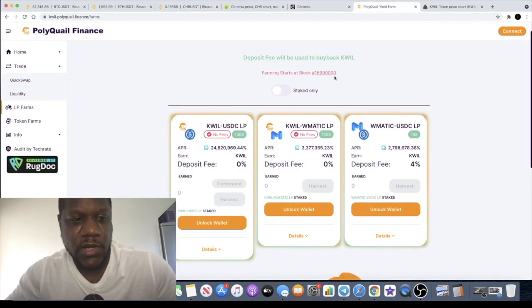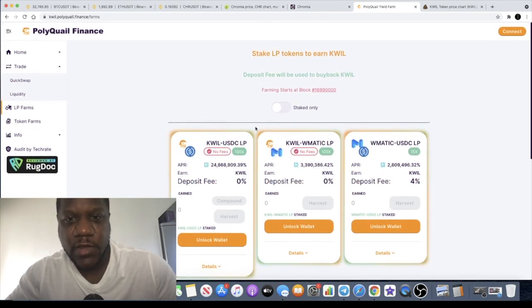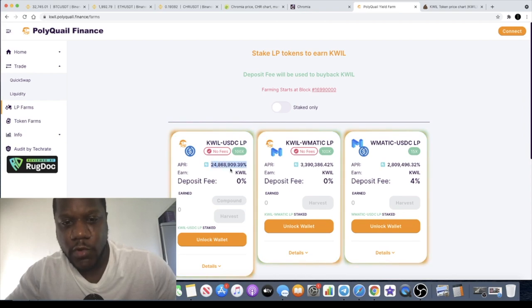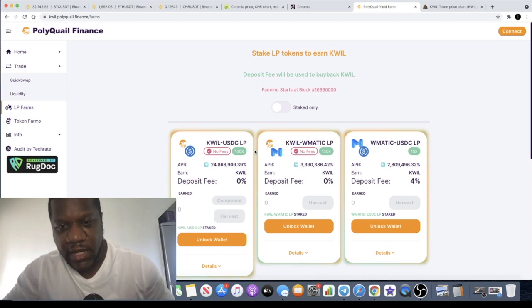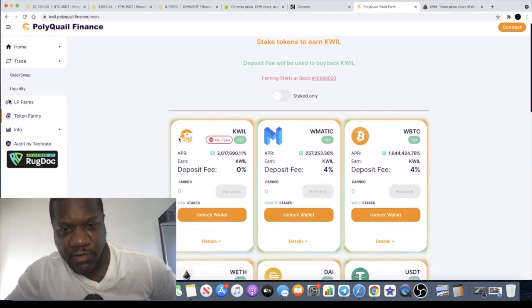The bonus token I want to talk to you about is Polyquail Finance. Now the farming hasn't started on this yet, but as you can see, massive rewards. By the time this goes live, obviously that is going to reduce as people begin to stake their tokens or farm their LP tokens. But you can see the massive percentages. We've got millions and millions of percentages on here, not just the LP farms, we've got the token farms.